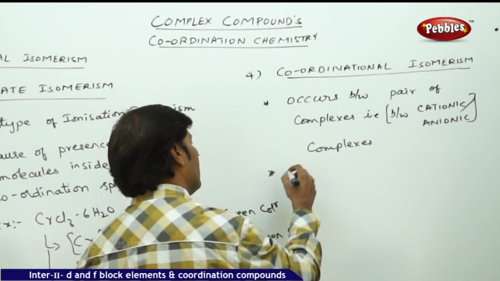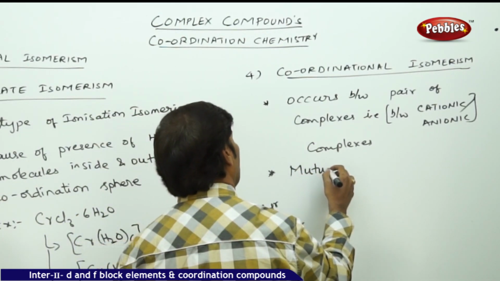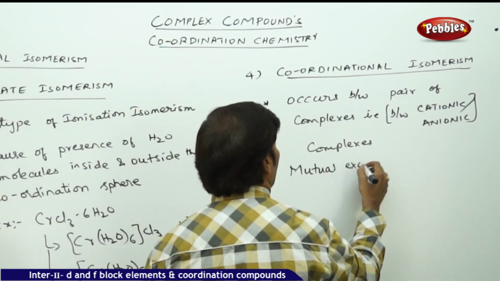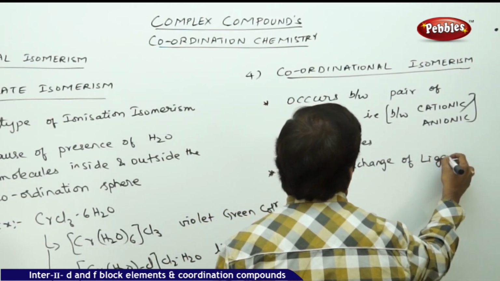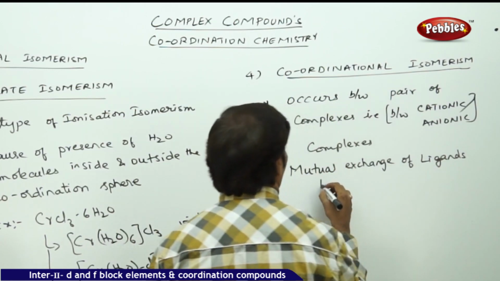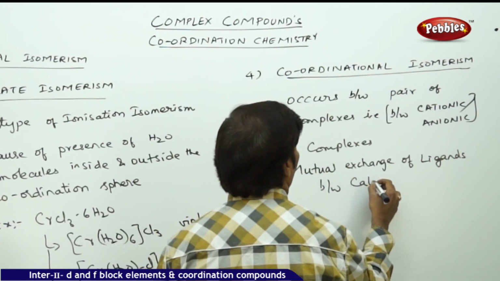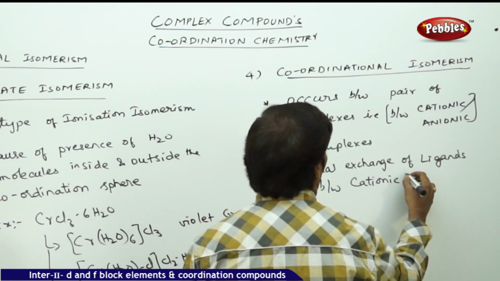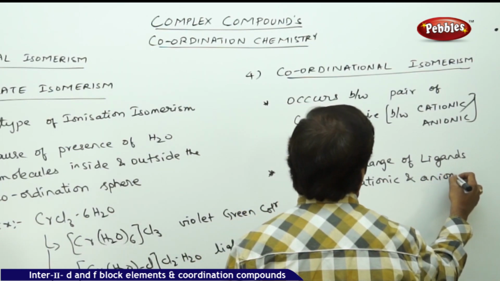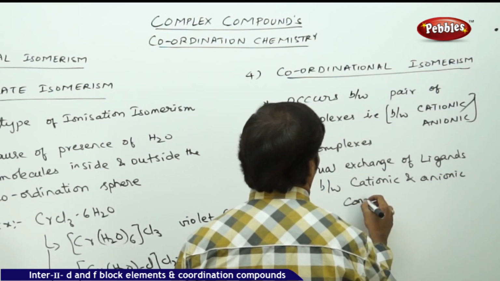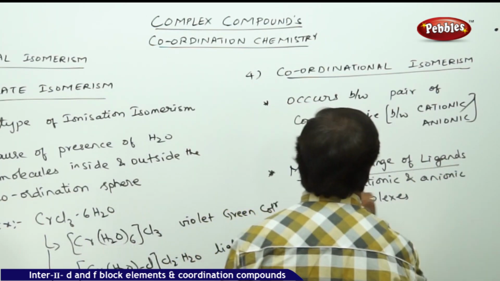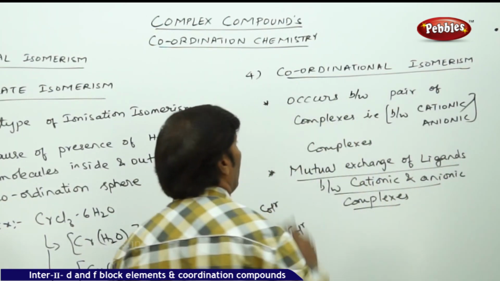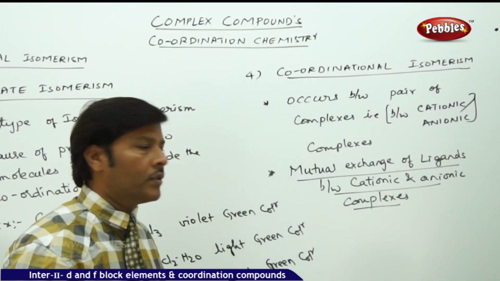Mutual exchange of ligands between cationic and anionic complexes. Mutual exchange of ligands between cationic and anionic complexes results in the formation of coordinational isomerism.